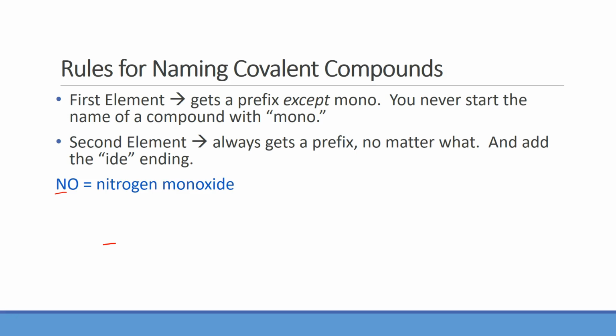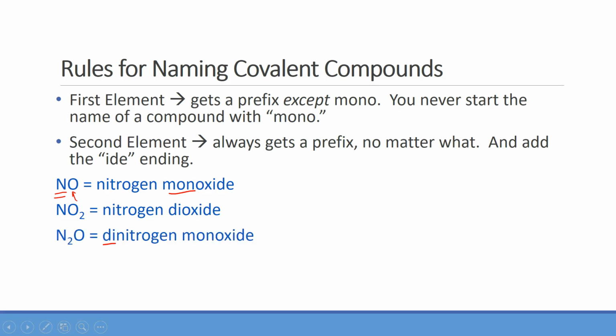NO. The way we'd name this is nitrogen monoxide. Notice that there's only one nitrogen here, but we don't start the name of the compound with mono. There's one oxygen, but we do give that a prefix, and we have that same IDE ending. NO2 would be nitrogen dioxide. N2O would be dinitrogen monoxide, and notice here that we do have a prefix for the first element because it's not mono.